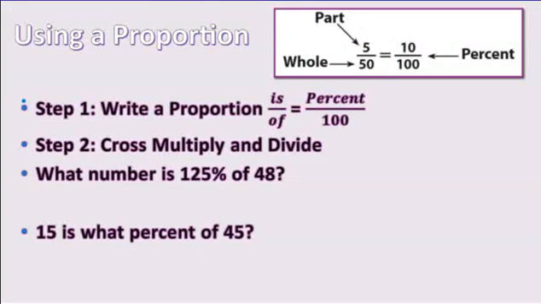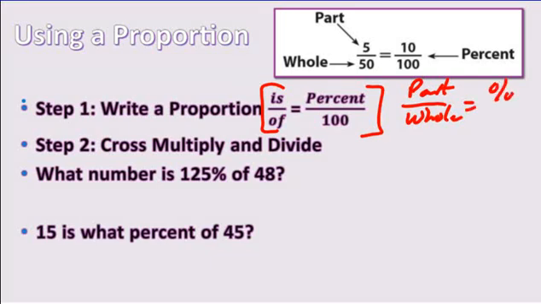Now, if you didn't want to use the equation, you wanted to set it up as proportions, then you'd write it as, and this is how I put it, is over of equals percent over 100. Or you can think of it as part is to whole as the percent over 100. Either one you can use.